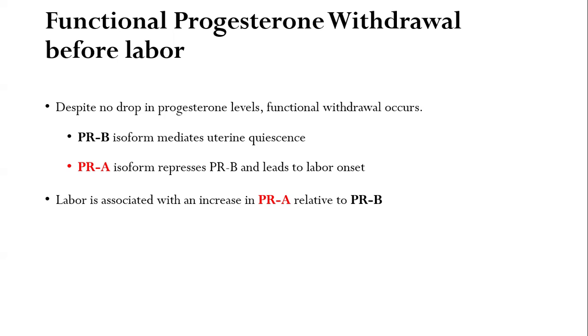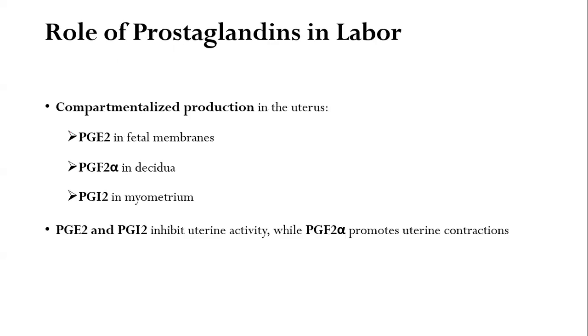It's a very important question that labor is associated with an increase in progesterone isoform A relative to progesterone isoform B. So remember that during labor, there is a rise in the progesterone isoform A, whereas throughout the pregnancy, the uterine quiescence is maintained by the progesterone isoform B.